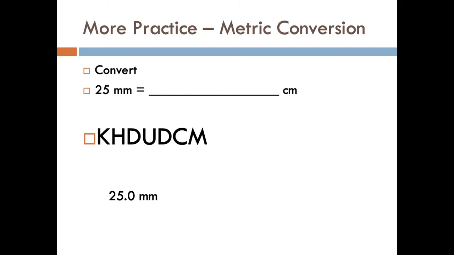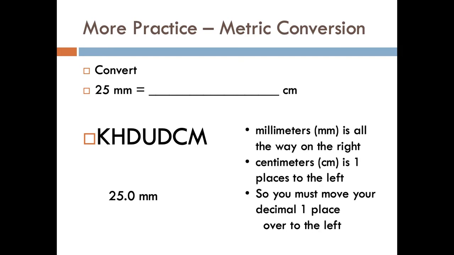Here's another example. Convert 25 millimeters to blank centimeters. So once again, we're starting with the mnemonic. They gave us millimeters, so that's the M. We're starting all the way to the right, so we're going to be moving our decimal point 1 place to the left to get to centimeters. M to C, that's 1 place to the left. So when we move it, we start with 25.0, and we move it 1 place to the left, we get 2.5 centimeters. That's the correct answer. 25 millimeters and 2.5 centimeters is the same distance.